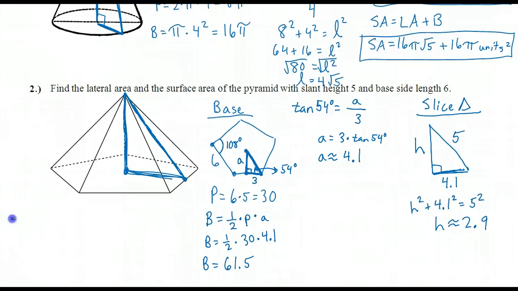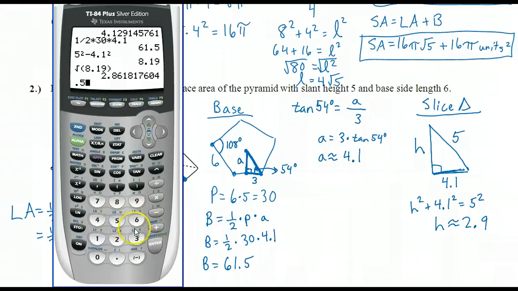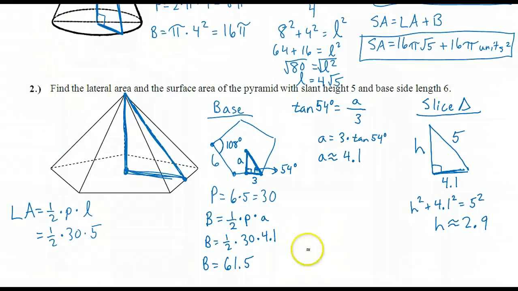So let's figure out my lateral area and then my surface area. Lateral area is 1/2 times the perimeter of my base times the slant height. So I have 1/2 times 30 times 5. 1/2 times 30 times 5 is 75. So my lateral area is 75 units squared.